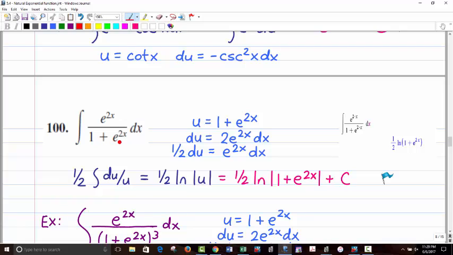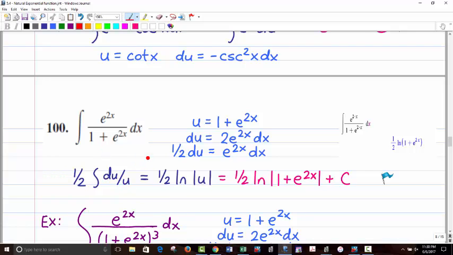So you let u be 1 plus e to the 2x, and that's good because that'll give you du equals 2e to the 2x. And then divide both sides by 2, so that gives you 1/2 du equals e to the 2x dx. Perfect. And then that means your numerator will be 1/2 du. So let's put the 1/2 to the outside. There's your du. And we have u on bottom.